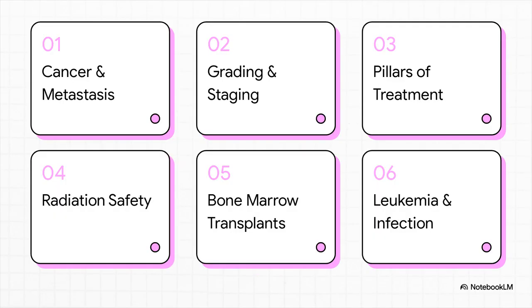All right, here's our quick agenda for today. We'll start with understanding cancer and metastasis. Then, grading, staging, and detection. Third is the pillars of treatment, followed by critical radiation safety protocols. After that, we'll hit bone marrow transplants and wrap up with leukemia and infection control.